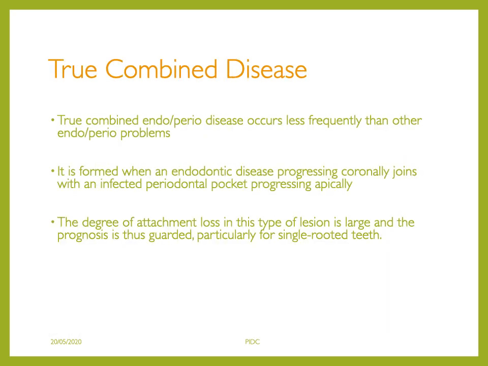Coming to true combined disease. True combined endo-perio disease occurs less frequently than other endo-perio problems. It is formed when an endodontic disease progressing coronally joins with an infected periodontal pocket progressing apically. The degree of attachment loss in this type of lesion is large and prognosis is thus guarded, particularly for single rooted teeth.